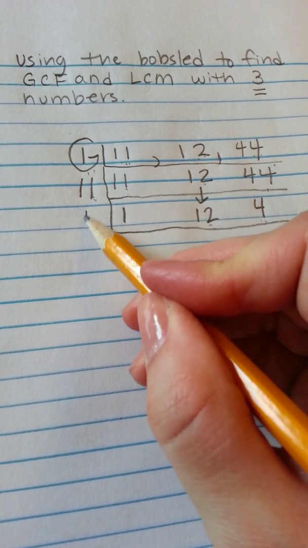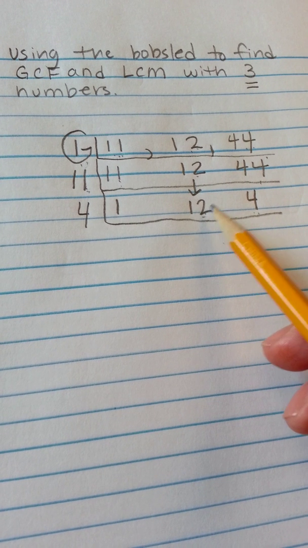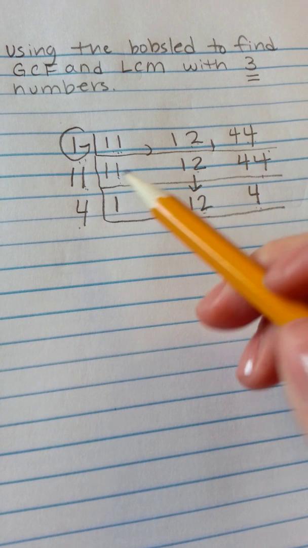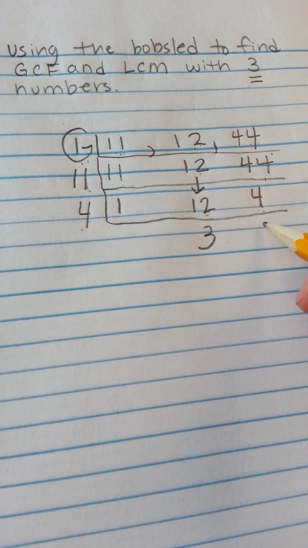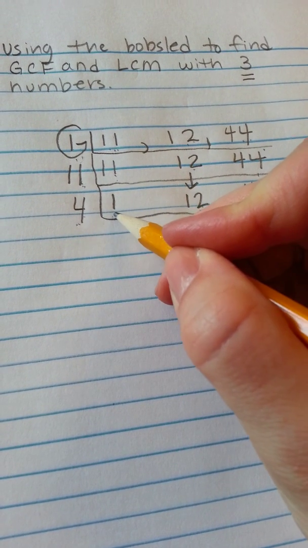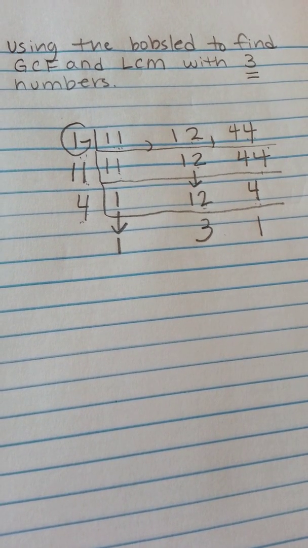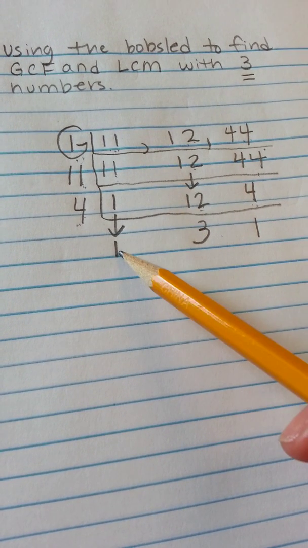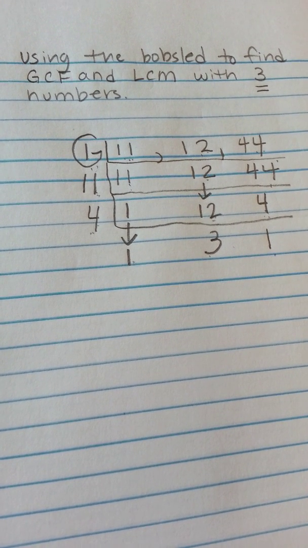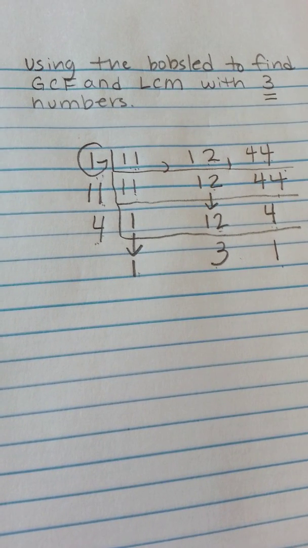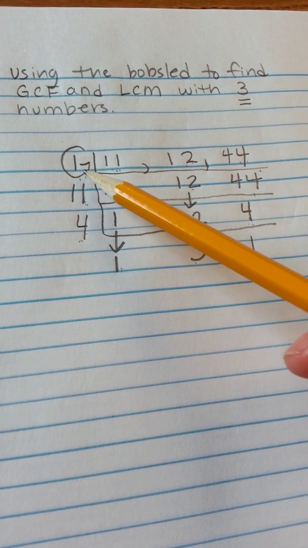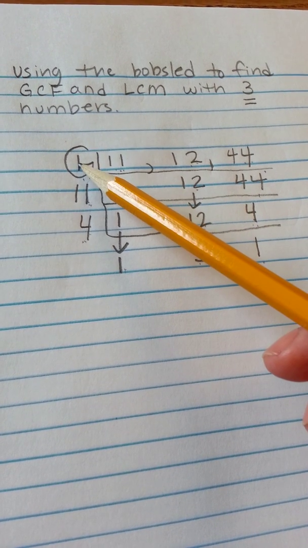I can take out a 4 because 4 goes into 12 and 44. 4 goes into 12 3 times, and 4 goes into itself once. Unfortunately, 4 does not go into 1, so I'm going to bring down 1. Now that I'm down to 1, 3, and 1, all prime numbers, I realize there's nothing else that I can take out other than 1. So I'm at my stopping point. My greatest common factor, once again, is only 1.